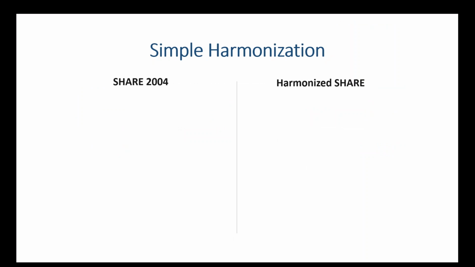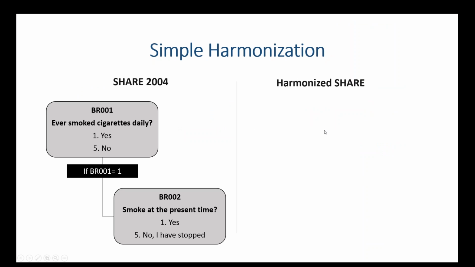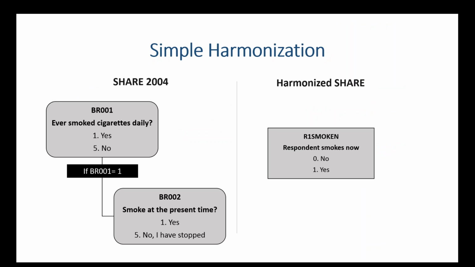So let me just walk through a brief example of what harmonization is. This is a simple example of harmonization. This is SHARE 2004, and these are the questions about smoking. Let's say we want to make a variable which captures whether the respondent smokes now. There's a little bit of a skip pattern in SHARE. You first get asked, "Ever smoke daily, yes or no?" If you answered yes, you get asked this second question.